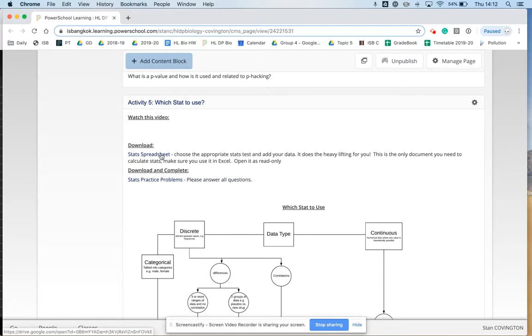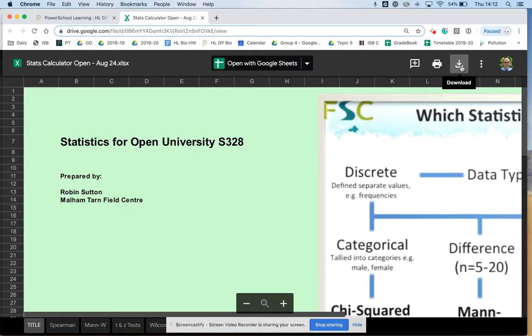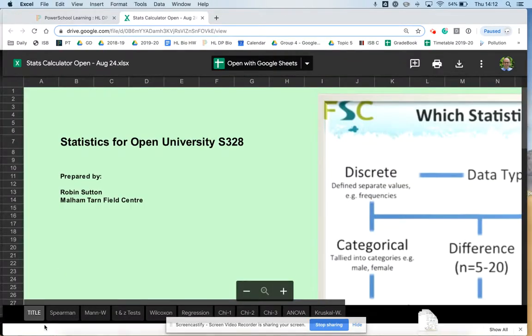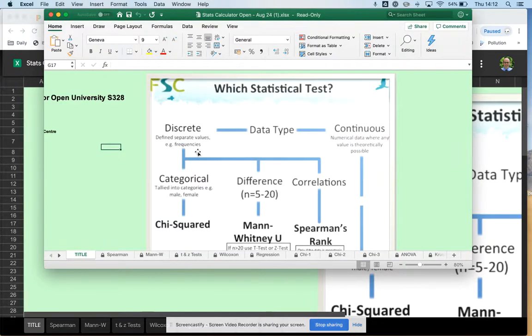Okay? So first thing you want to do is download this stats spreadsheet. So you click on that. It's going to go to here. You need to open it up in Excel or it's not going to work. So download this. Click on download. And then you can open it up here. Now, important, when it says alert, it says open as read only. You click yes.